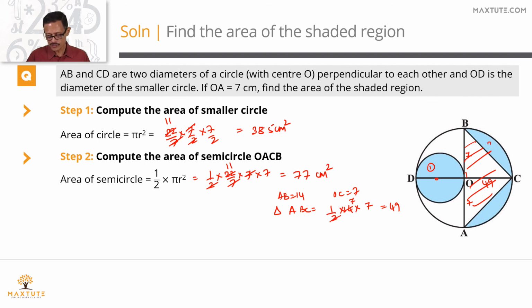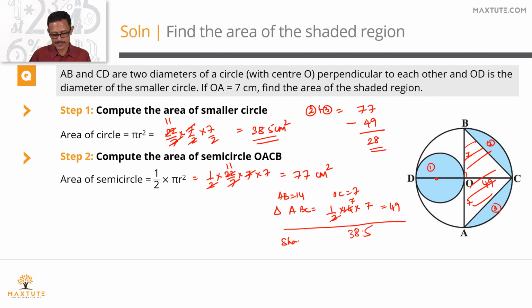Let's find out areas of regions 2 and 3 taken together. 2 plus 3, the area is equal to area of the semicircle, which is 77, minus area of the triangle, which is equal to 49, which will leave us with an answer which is equal to 28. So area of the shaded region is area of part 1 plus areas of parts 2 and 3. That is 38.5. Total area of shaded region, entire area is 38.5 plus 28, which is equal to 66.5 centimeters square.